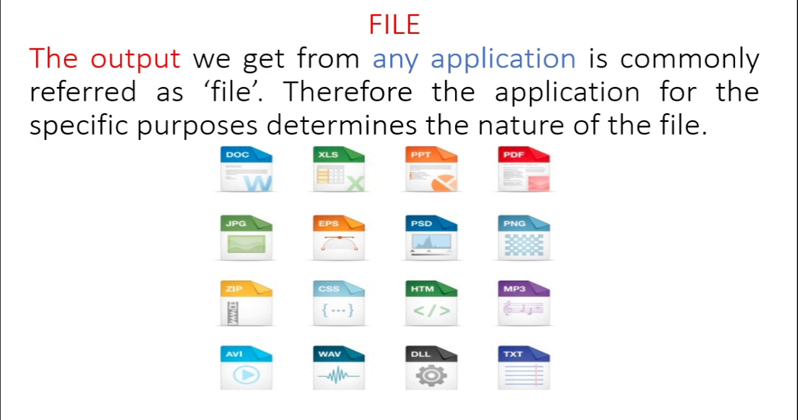Then we will know about different files. What is a file? In this diagram you can see different types of files: documents, Excel, PPT, PDF, JPG, EPS, PSD, PNG, then a zip file, CSS file, HTML file, MP3, AVI, WAV file, DLL file, text file. The output we get from any application is commonly referred to as a file. So we may use any software, but when we use any application, the output we receive is called a file. Therefore, the application for the specific purpose determines the nature of the file.